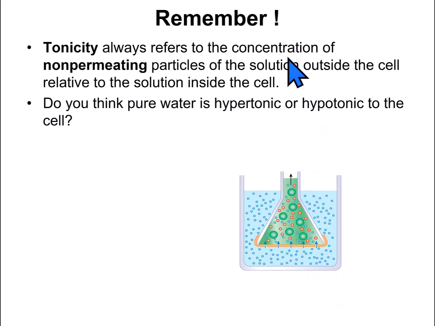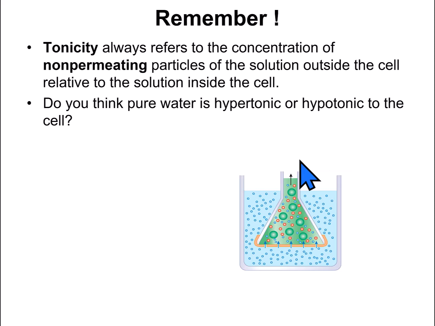So remember, when you're talking about tonicity, it always refers to the concentration of non-permeating particles of the solution outside the cell relative to the solution inside the cell. In the medical field, we're primarily only talking about the concentration of the solution outside the cell. Now, if you get into a general biology class, then you're going to have to distinguish between inside and outside. But for medical purposes, if you just focus on outside the cell and what the concentration is, you're golden.